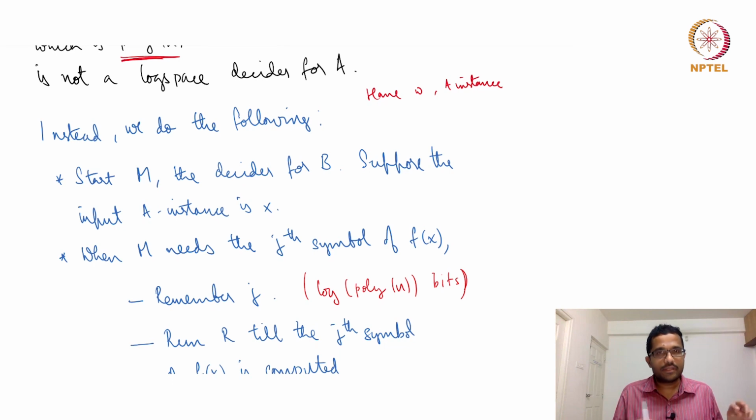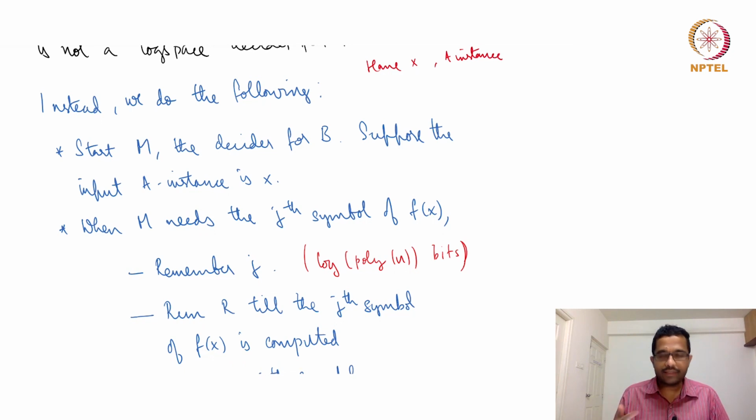Okay, so this may seem strange because the decider of B needs the input of B, right? Okay, we just start it. Now let's say the A instance is, in my notes, I have written it X. So not W. So we have X, which is the A instance, and we start the decider for B without any f of x. F of X is not there.